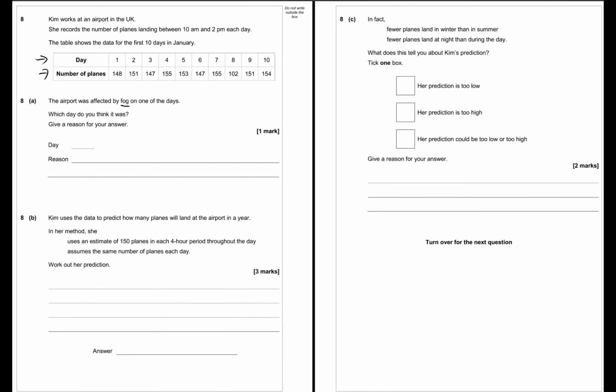Okay, so we want to look at all of these numbers here, the number of planes, and see if there is one which doesn't look right. So when we have a look, we can see they're all about the same, except for this one here, which is much, much lower. So this is day 8, and it says we need to give a reason for your answer. So why is this number different to all the others? So we can say it is much, much smaller than all the other numbers.